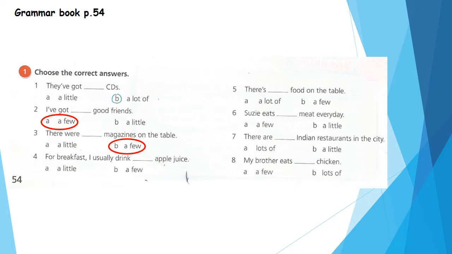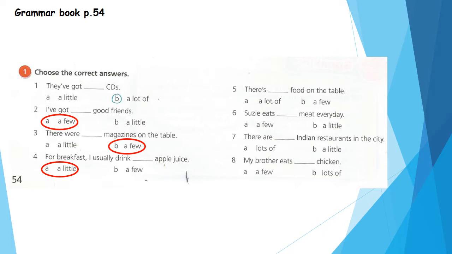Number 4. For breakfast, I usually drink a little apple juice. A little or a few? Yes, we use a little with uncountable nouns, a few with countable nouns. So, apple juice. Can we count the apple juice? No, it is uncountable. So, we'll use what? A little. Super.